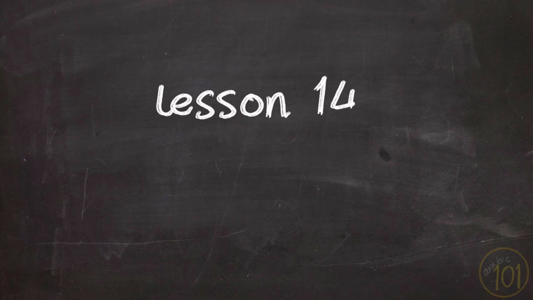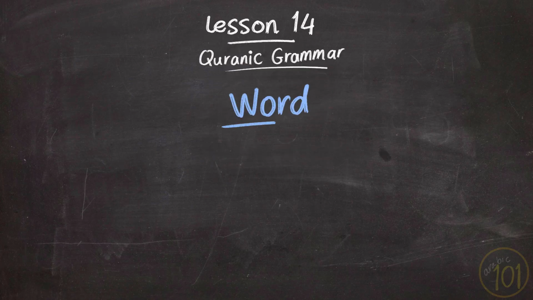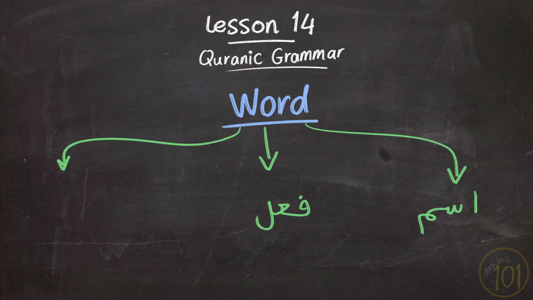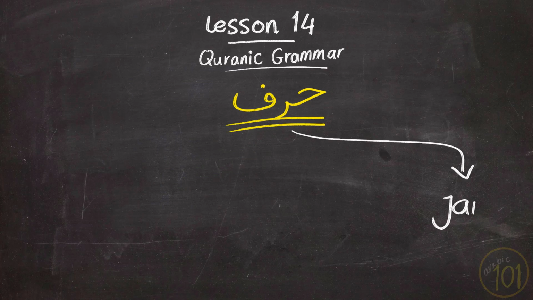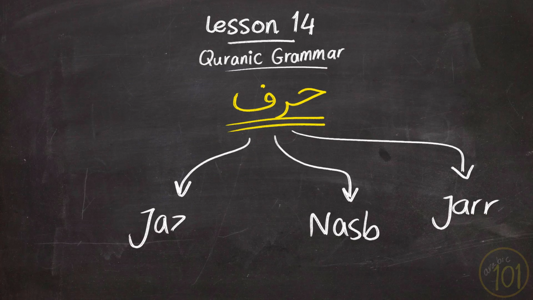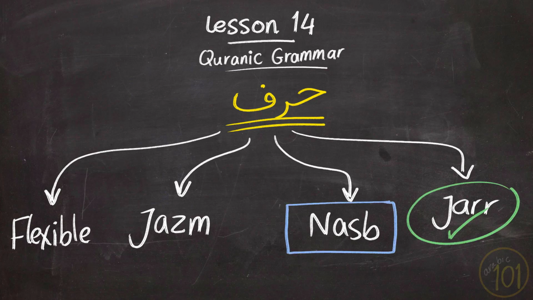Welcome to Lesson 14 of the How to Understand Quranic Grammar series. In this lesson, we continue our journey to learn the Harf, which is the Arabic particle. Last lesson, we completed discussing the first of four particle types, which was the particles of jar. And today we discuss the second type, which is the particles of Nasb.